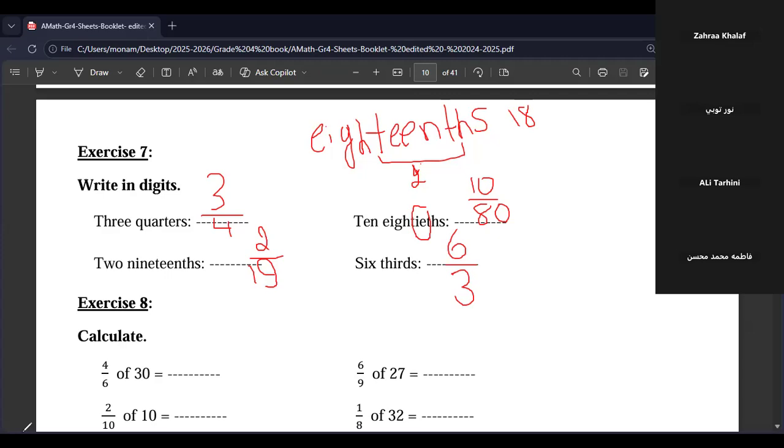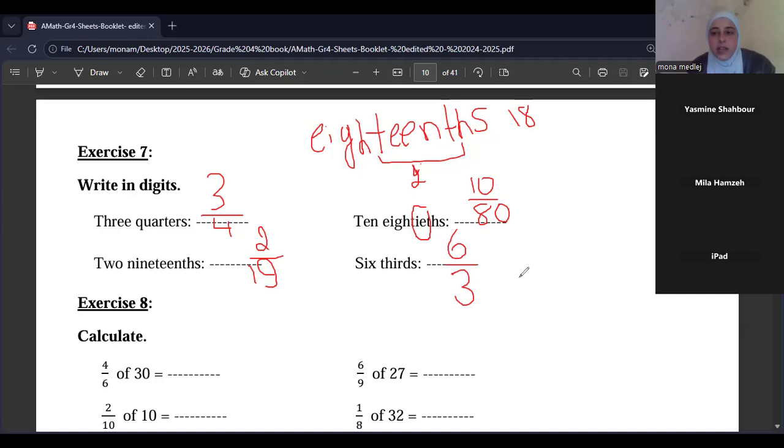Can I erase? Teacher, which page? This is revision sheet 3. I don't know which paper in your booklet. Any students say which page? Page 45. Okay, page 45. Can I erase? Yes, teacher.